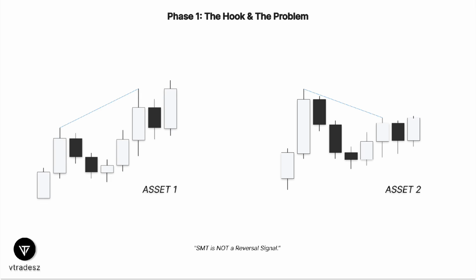Today is the SMT Masterclass. I'm going to show you exactly why most retail traders lose money using SMT, how to filter out the noise using a higher time frame narrative, and the exact fractal checklist you need to ensure you are trading a high probability setup, not a trap.